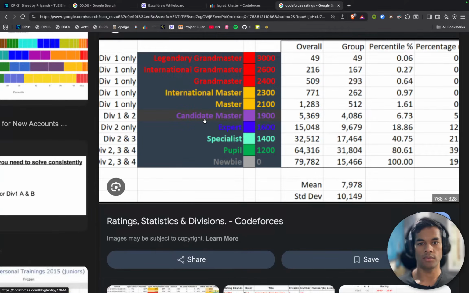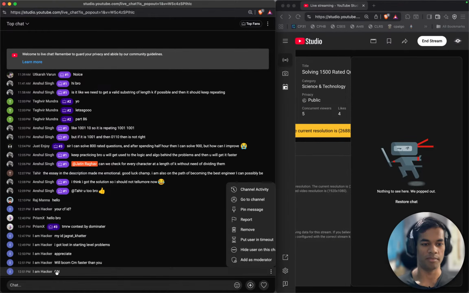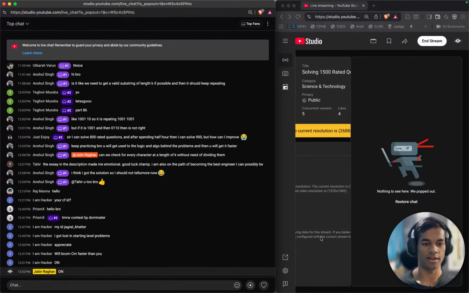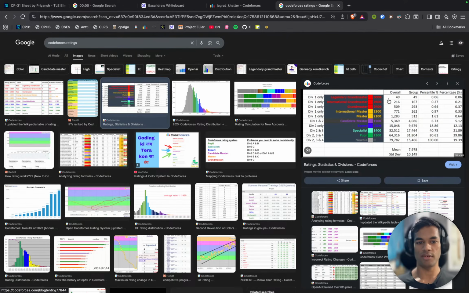Candid. Oh, we need 1900. That is nice. 1900. Let's see. Right, it is on. Let's make it more concrete. The challenge is on. Let's see who becomes a CM faster.